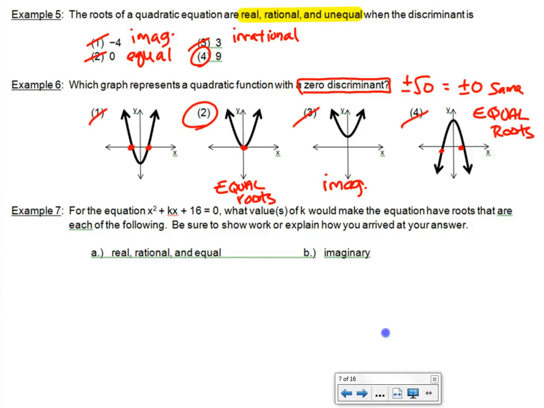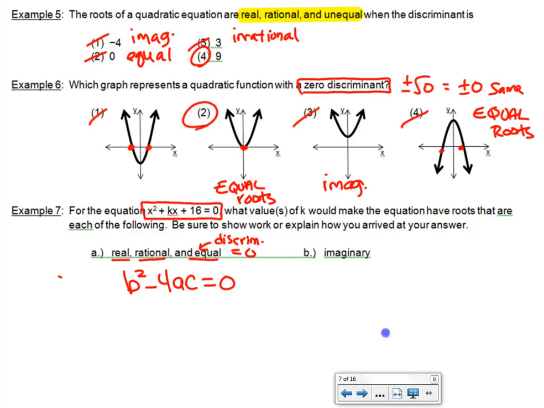Okay, and lastly, these are the toughest. We have to figure out what value of k would make choice A have real, rational, and equal roots, and then question B, imaginary roots. For the first one, when do we get real, rational, and equal roots? Equal implies that the discriminant equals 0. So for your problem, all I have to do is realize that if this value comes out to be 0, I will have equal roots. So I can figure out what k number is going to make this true.